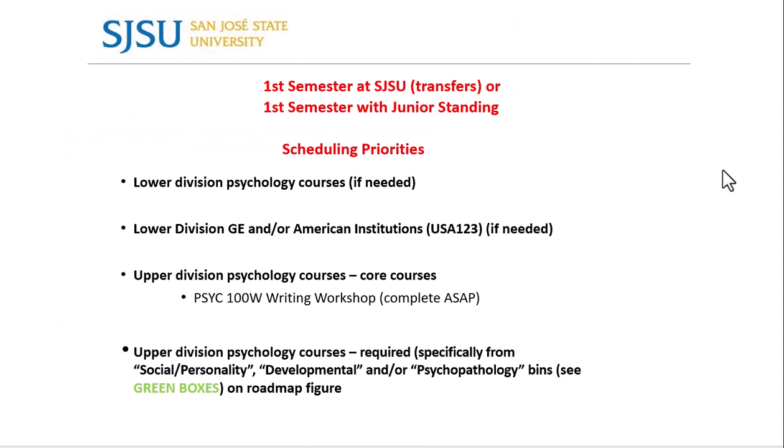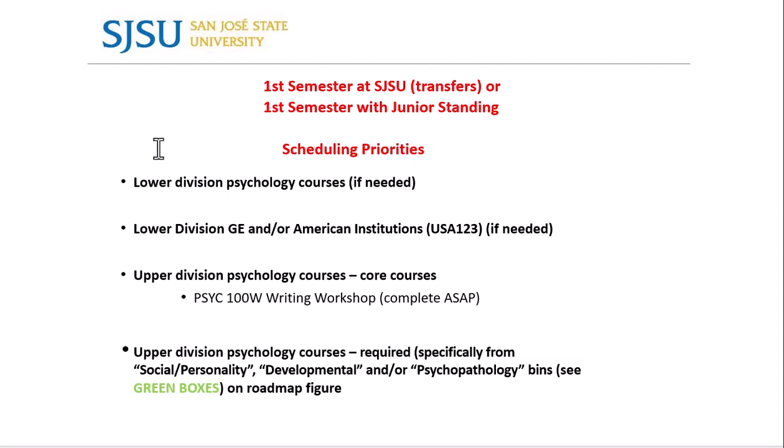All right, so just as a review, I'm now speaking specifically about your first semester at San Jose State as a new transfer student, or if it's your first semester with upper division standing. These should be your scheduling priorities. First of all, you want to make sure that you've taken care of all of the lower division psychology classes if you haven't already completed them. Another priority would be if you still have missing lower division GE and/or American institutions courses, then you should do those as soon as possible.